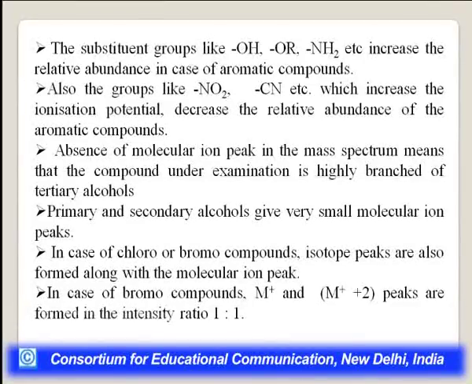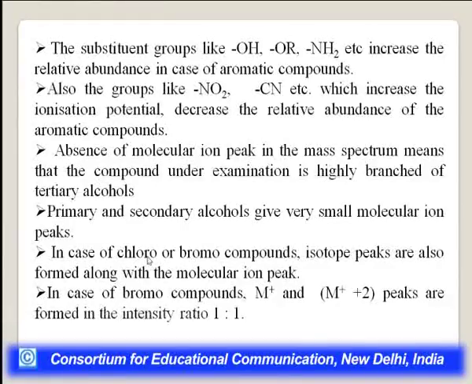Also, groups like nitro NO2, cyano CN, etc., which increase the ionization potential, decrease the relative abundance of the aromatic compound. The absence of a molecular ion peak in the mass spectrum means that the compound under examination is a highly branched tertiary alcohol. Primary and secondary alcohols give a very small molecular ion peak. So you can have an idea about the alcohol.